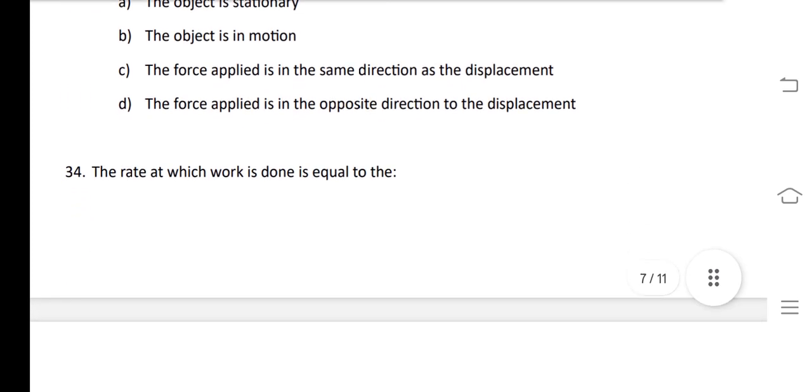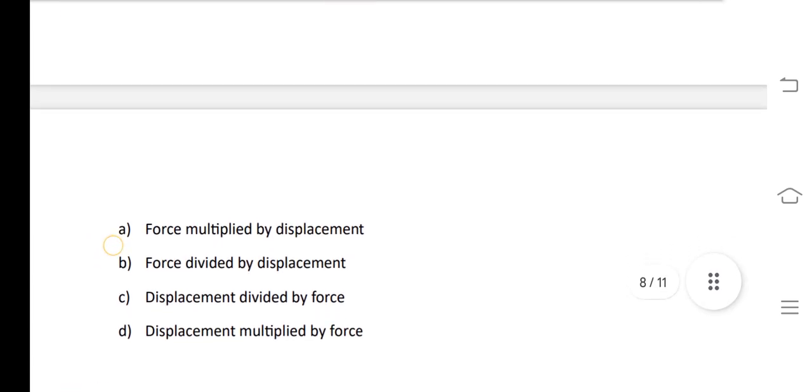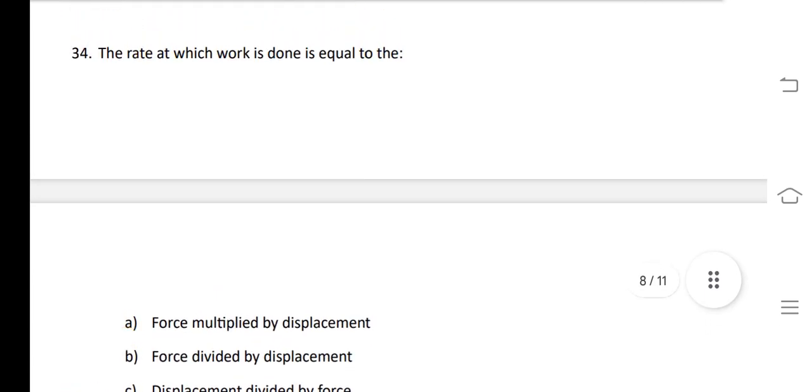Our next question is: the rate at which work is done is equal to. That is, the rate at which work is done means power, and power is equal to work done divided by time. Work can be written as force into displacement divided by time.